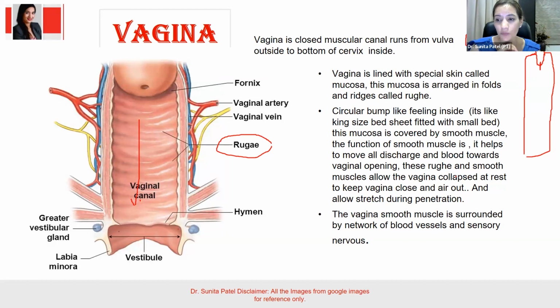The vagina smooth muscle is surrounded by the network of blood vessels and sensory nerves. Now, as I was telling you, not too many nerves are present. A few nerves are present, but they are at the lower, downward part of the vagina.